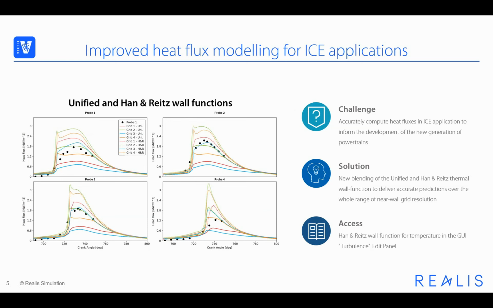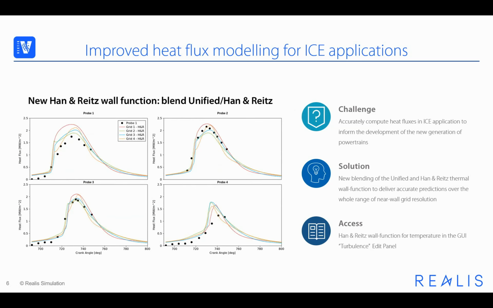The results obtained with the baseline wall functions, the unified with the solid line and the Han-Wright with the dotted line, show that the unified wall function is accurate for low Y+ grids, but underpredicts the heat flux for coarser grids. The opposite is true for Han-Wright. This final image shows the prediction obtained with the new wall function, demonstrating that despite very different near-wall grid resolutions, the results obtained are very consistent and compare favorably with the experimental measurements.